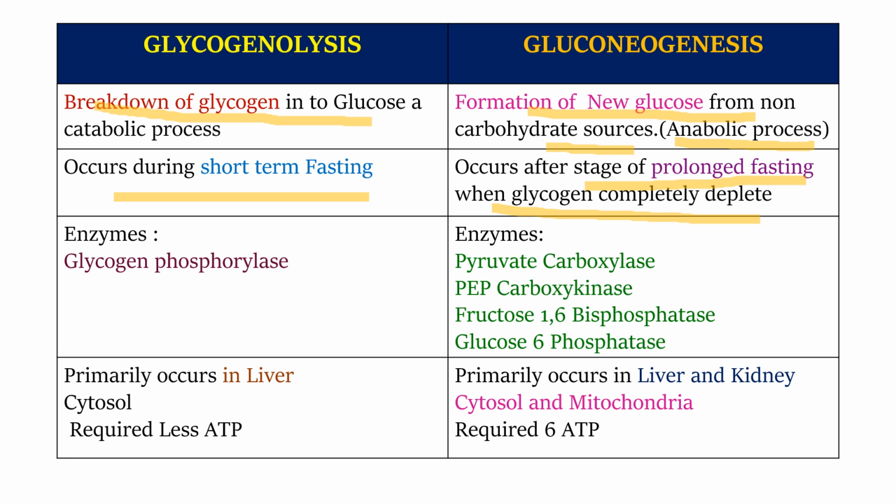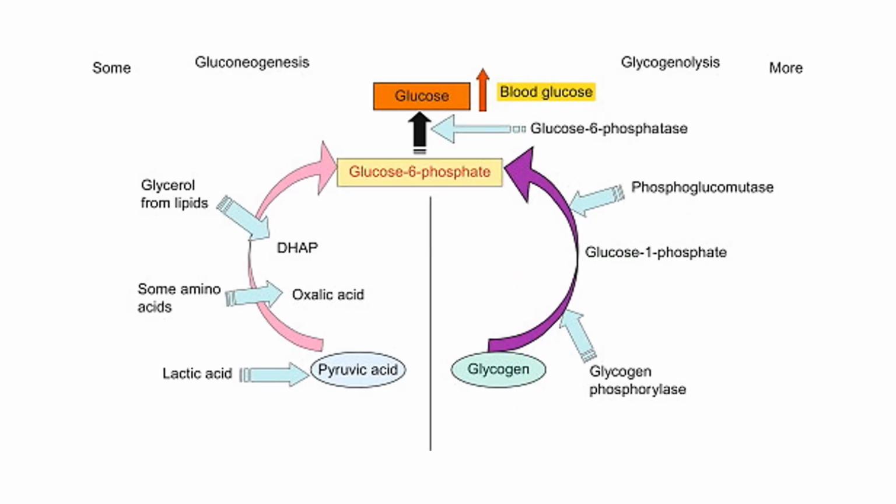Glycogenolysis has a main regulatory enzyme, glycogen phosphorylase, which breaks down the glycogen into glucose. And the regulatory enzymes of gluconeogenesis are pyruvate carboxylase, phosphoenolpyruvate carboxykinase, fructose 1,6-bisphosphatase, and glucose 6-phosphatase. So here is a diagram for glycogenolysis and gluconeogenesis. Glycogen is converted into glucose 6-phosphate with the help of glycogen phosphorylase. Then this glucose 6-phosphate is converted into glucose with the help of the enzyme glucose 6-phosphatase, and this is called glycogenolysis.